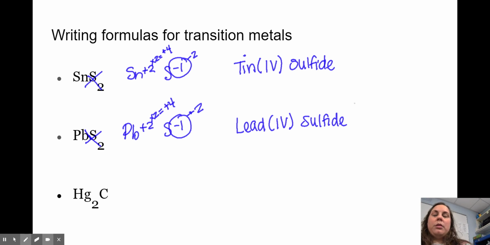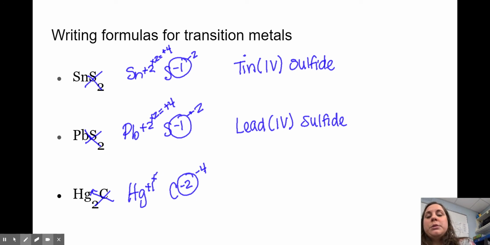Last example, we have mercury and carbon. When I cross them up, it tells me that mercury is +1, carbon is -2. Check the carbon from the periodic table. -2 is incorrect. It should be -4. I know that I would have to multiply by 2 to get from 2 to 4. So I need to multiply by 2 here. And that gives me a charge of +2. So when I write it out, it's going to be mercury 2 carbide.